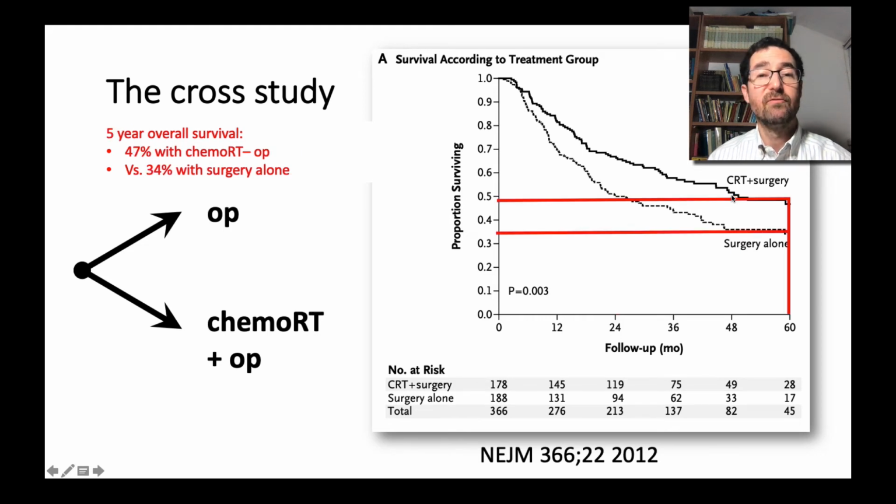And in terms of 5-year survival, again, unfortunately, the majority of patients died, but it was 47% of those getting chemoradiation versus just 34% in those who got surgery alone. So that's a 13% difference in 5-year survival.